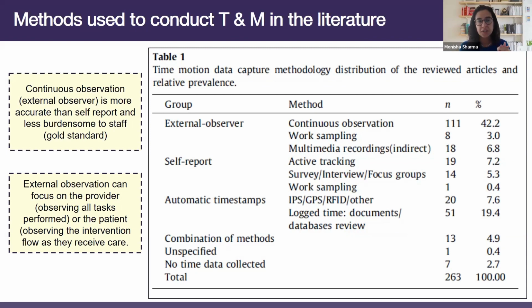And this is a literature review of different time and motion data collection methods in the literature. And you can see the most common, so 42% are external observation, doing continuous observation. So continuous observation of individuals doing their job is the most accurate form of time and motion. It's less burdensome than self-report. And it's a really good way to get a sense of the workflow without asking workers to interrupt their workflow by recording what they're doing.